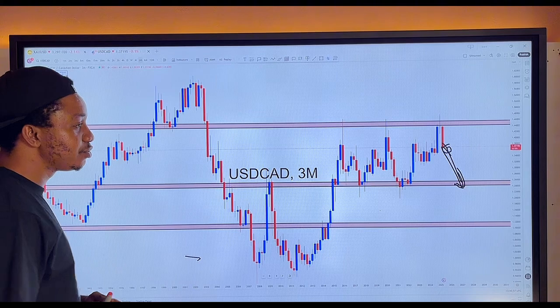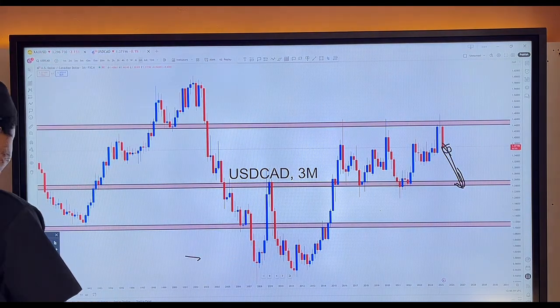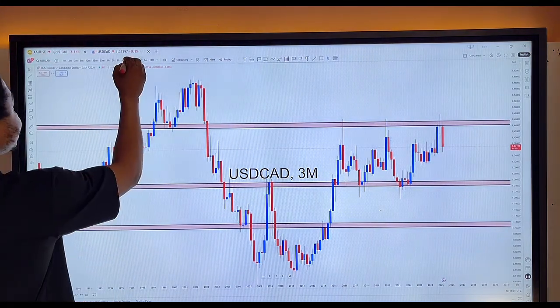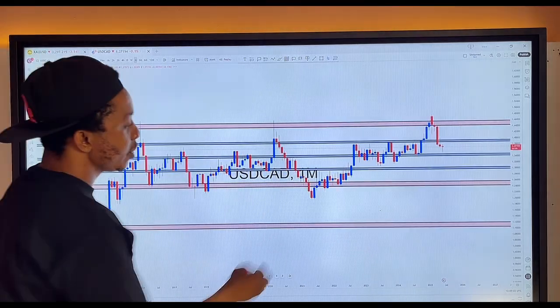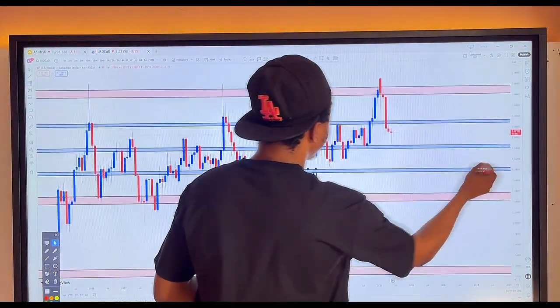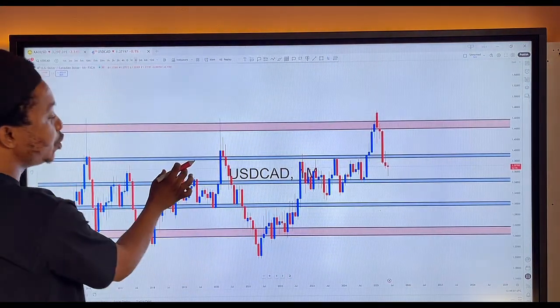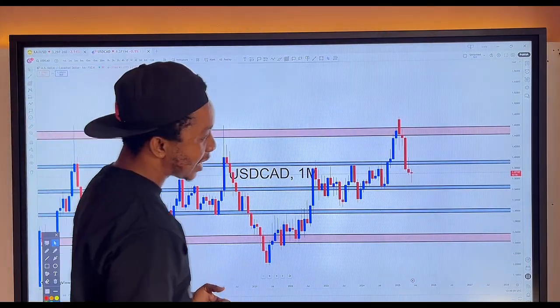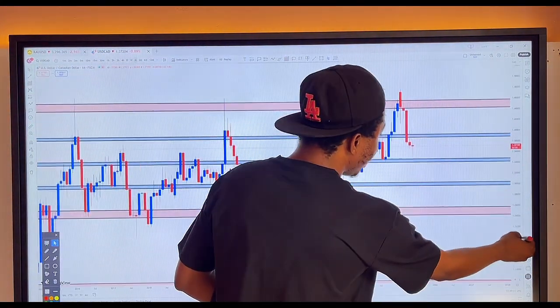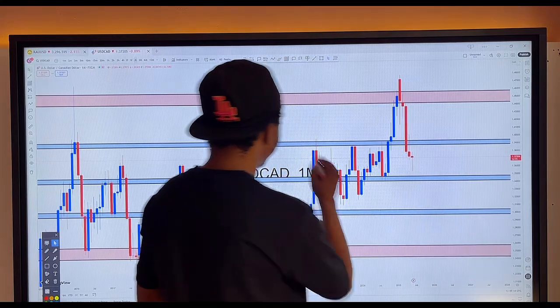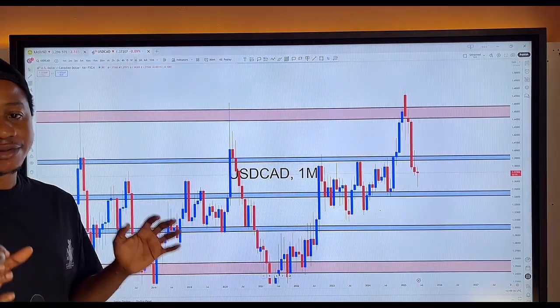So let's go all the way to the monthly time frame and then continue with the flow of the analysis. Alright, so this is the monthly time frame of USDCAD. Now on the monthly time frame, we are also going to take our time and explain how price will eventually be dropping all the way down and how we can hop in and ride to the downside.